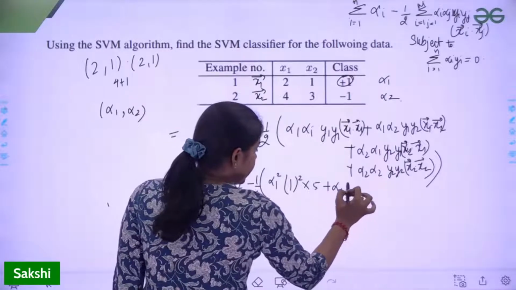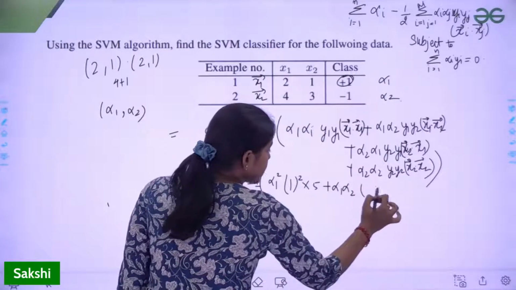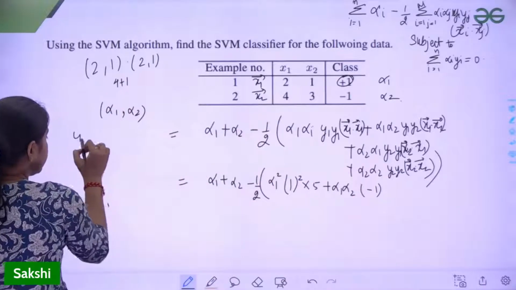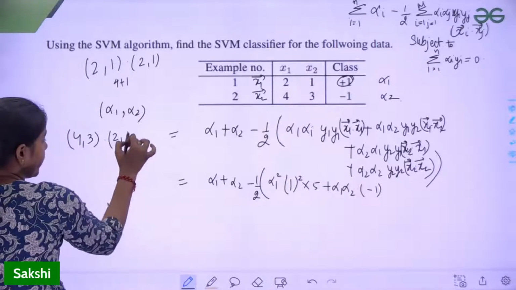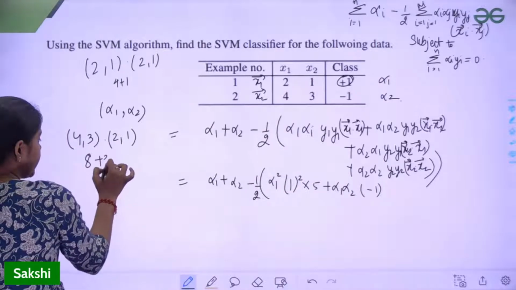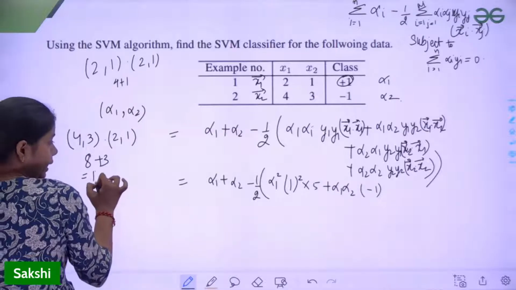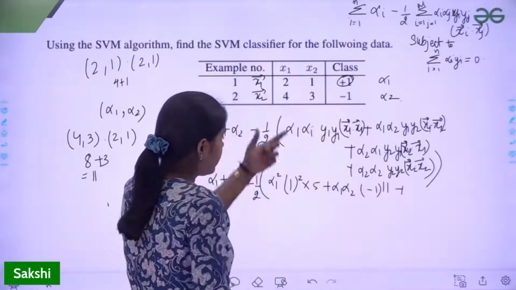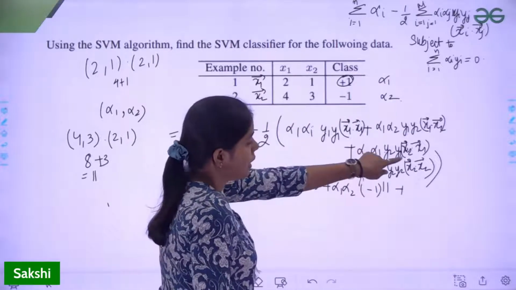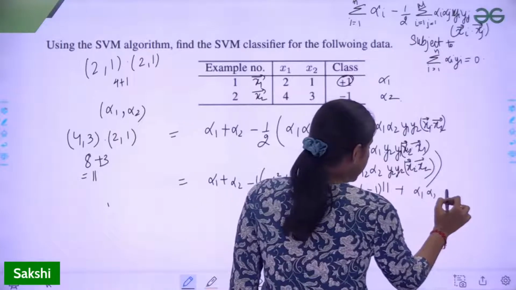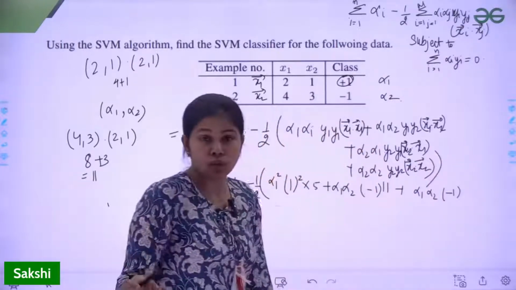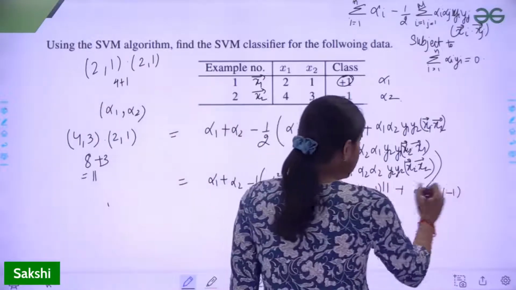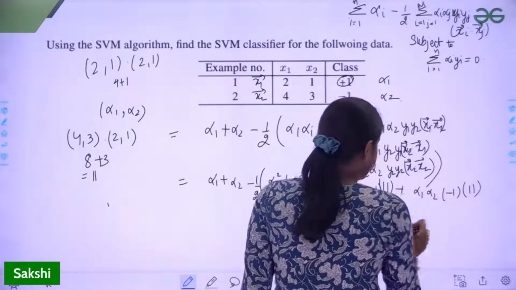Alpha 1, alpha 2. Let's write it as it is. Y1, y2, 1 into minus 1 would become minus 1. And x2 dot x1. x2 is 4 comma 3. Dot x1 is 2 comma 1. So it would become 4 2s are 8, 3 1s are 3. So 8, 9, 10, 11. So it would become 11, and this term would become y2 into y1 and alpha 2 alpha 1 and x2 dot x1. So it would become alpha 1 alpha 2 minus 1, and x1 dot x2. The dot product is commutative. So we'll get the same result as we get here, 11.